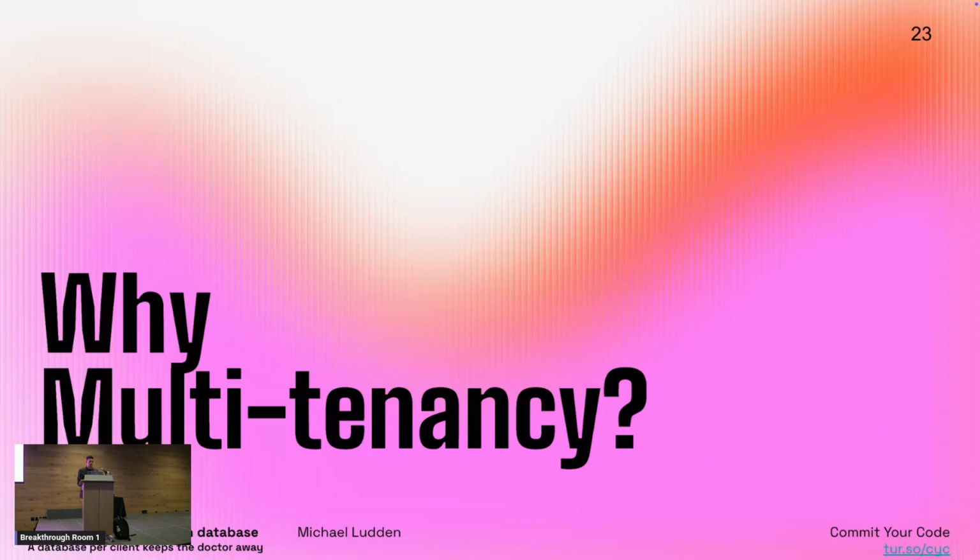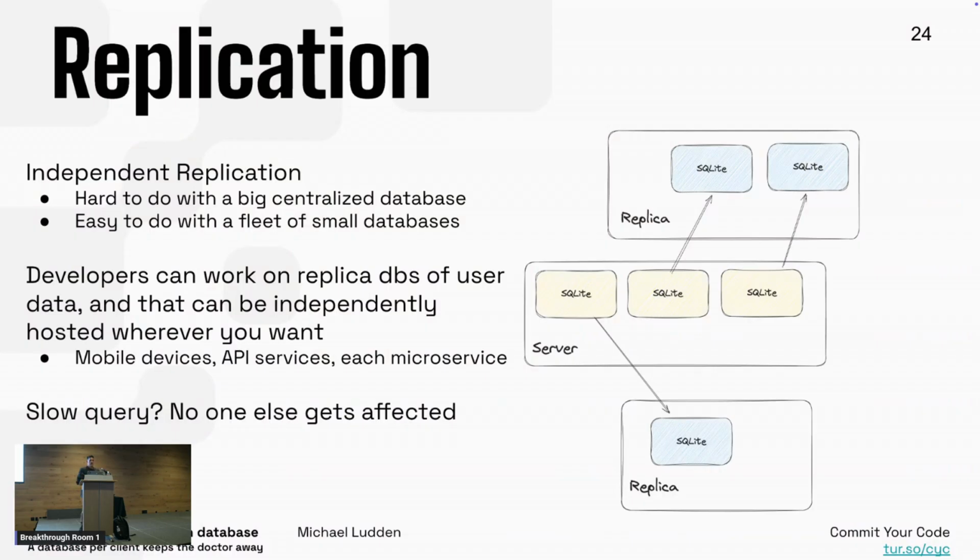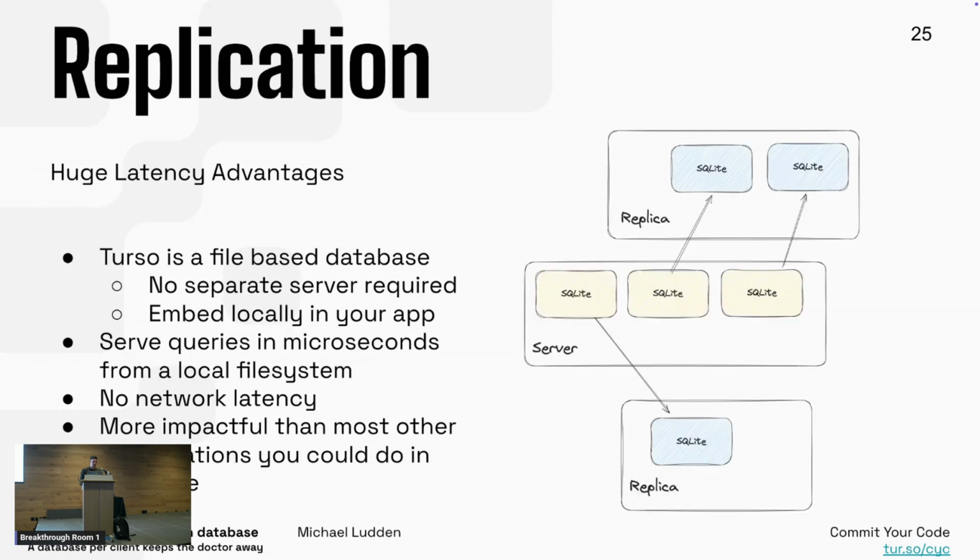Replication. Another reason for multi-tenancy is replication. Independent replication is hard to do with a big centralized database. It's easy to do with a fleet of small databases. You can just replicate one database or two or three or however many you need. Developers can work on replica DBs of user data: just copy this, edit it, and that can be independently hosted wherever you want, on a mobile device, using API services, or in a microservice each if you want. And if you have slow queries, no one else gets affected. The noisy neighbor problem goes away.